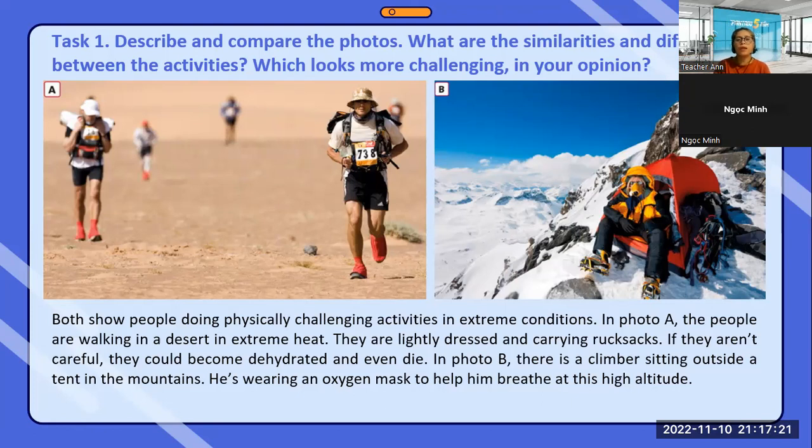Okay, for me, picture B looks more challenging because the climber is alone, and in that high altitude, there is no oxygen. Yeah, very good.